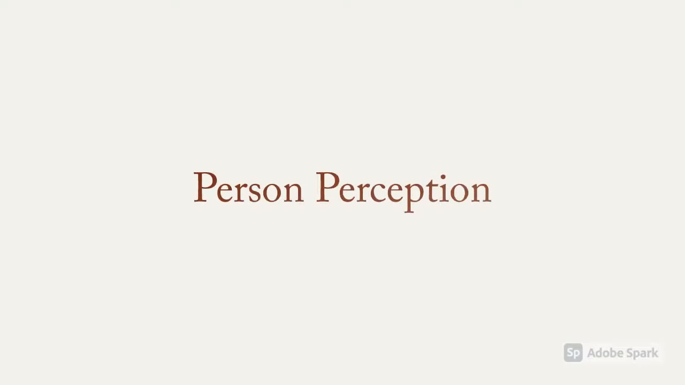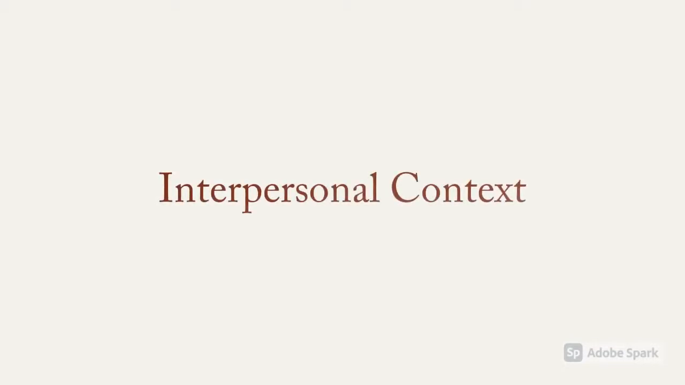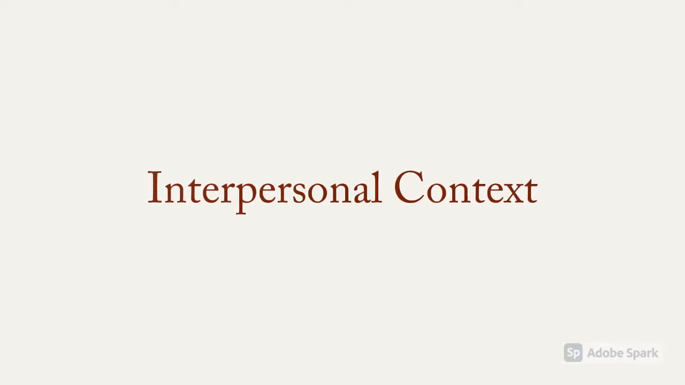Person perception refers to the mental processes we use to form judgments and draw conclusions about the characteristics and motives of others. Person perception is an active and subjective process that always occurs in some interpersonal context. Every interpersonal context has three key components: the characteristics of the individual you are attempting to size up, your own characteristics as the perceiver, and the specific situation in which the process occurs.